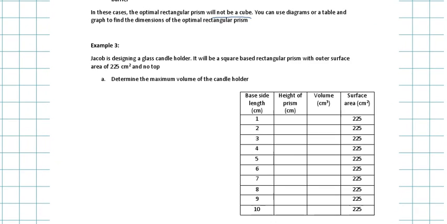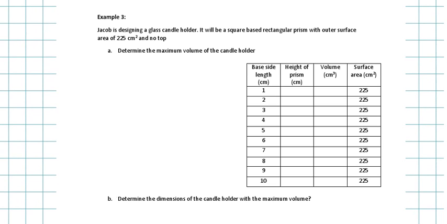So let's look at this. Jacob is designing a glass candle holder. It will be a square-faced rectangular prism with outer surface area of 225 centimeters squared and no top. So there's two things here. It's a square-based rectangular prism, so my base has to be a square, and there's no top. What he wants to do is maximize the volume. So he wants to have the maximum volume possible with this shape.